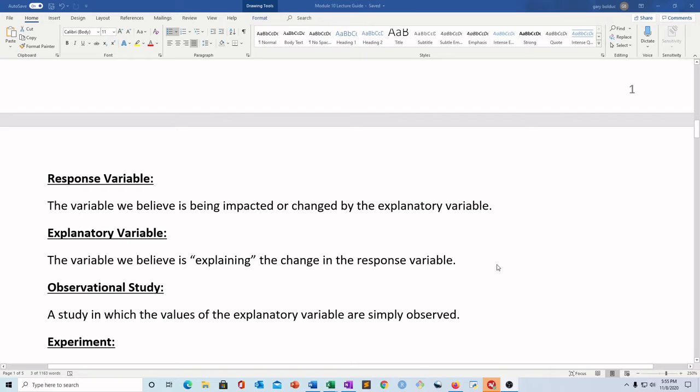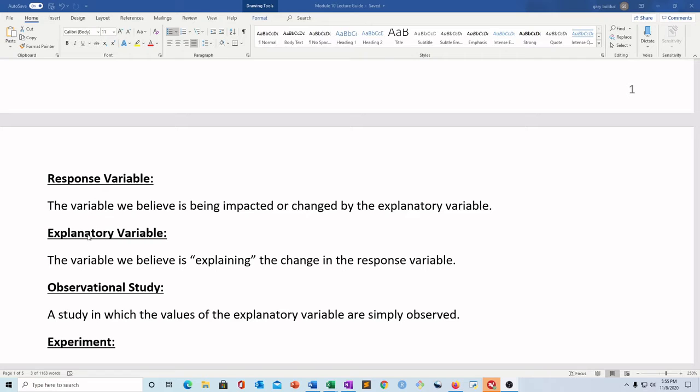Oftentimes, what you'll see when you have two variables is you've got a response variable, the one that looks like it's the one that's changing based on something else, and the explanatory variable, the variable we believe is explaining the change in something. So you see the word explain almost in here, that's your connection. Explanatory variable, that's the one that's explaining the change. It's the cause of the relationship, we think. The response will be, what is the effect?